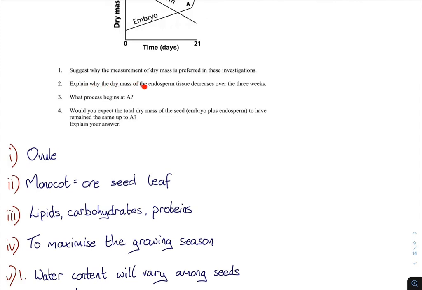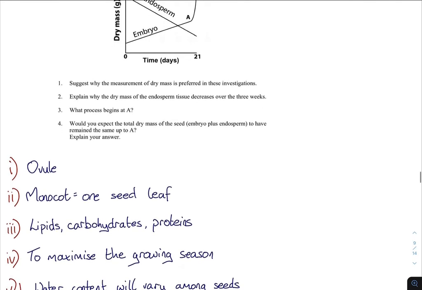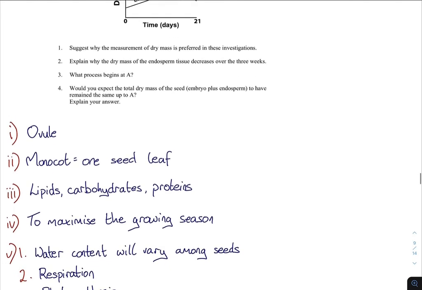Explain why the mass of endosperm tissue decreases over the 3 weeks. So why is it decreasing here? Well, it's been used up. And why is it being used up? Respiration, which we have here.